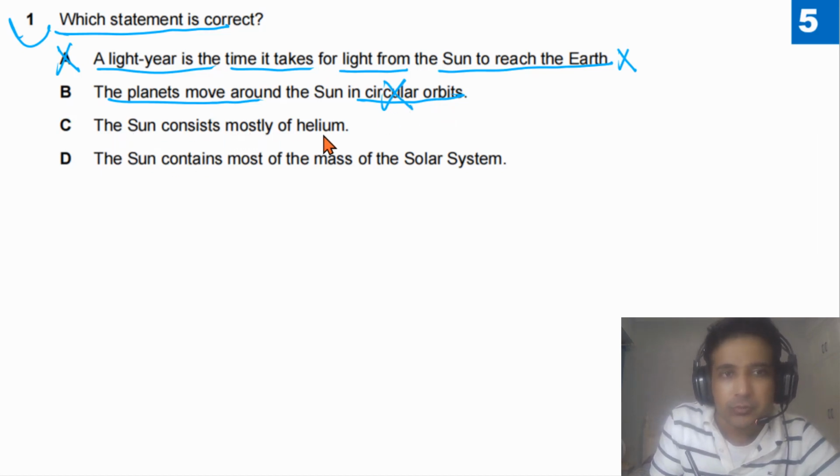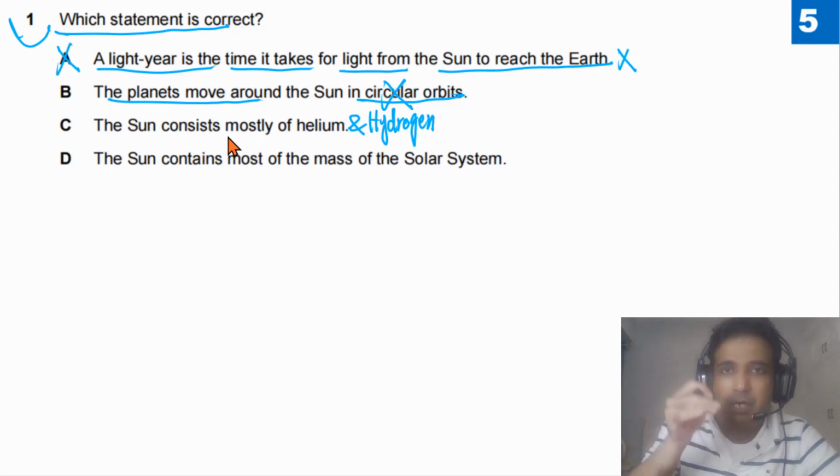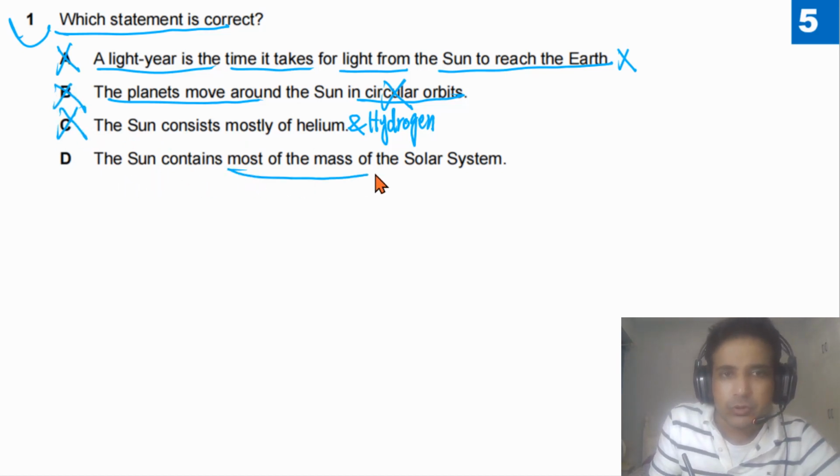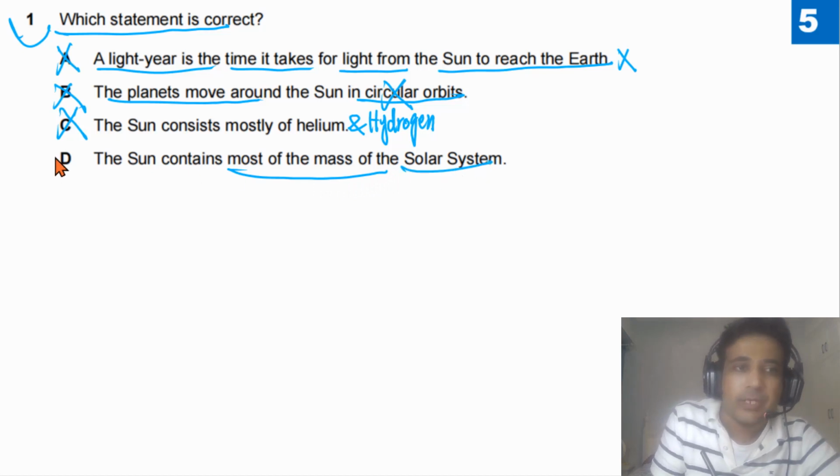The sun consists mostly of helium? No, hydrogen and helium. The sun consists mostly of hydrogen, and also the sun has helium. So this option is also incorrect. The sun contains most of the mass of the solar system. This one is true. So this is correct.